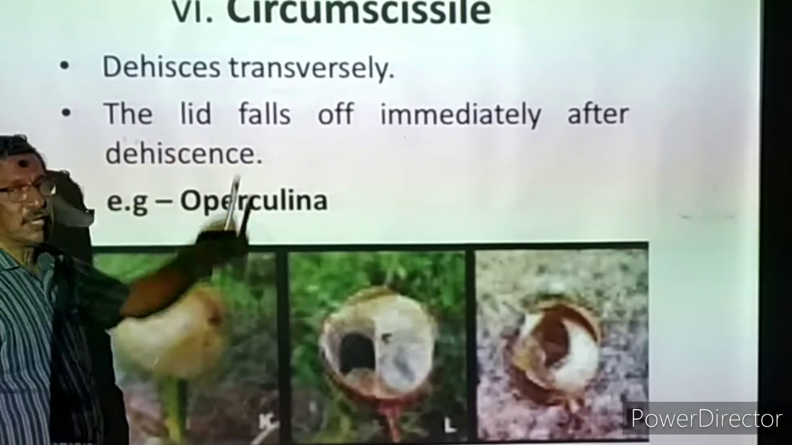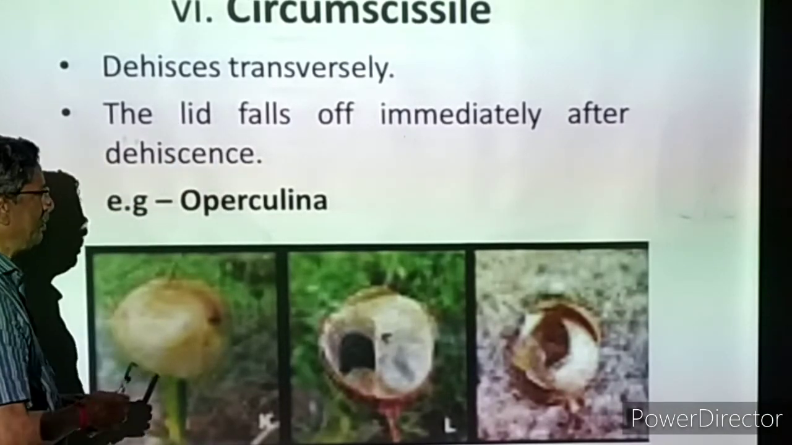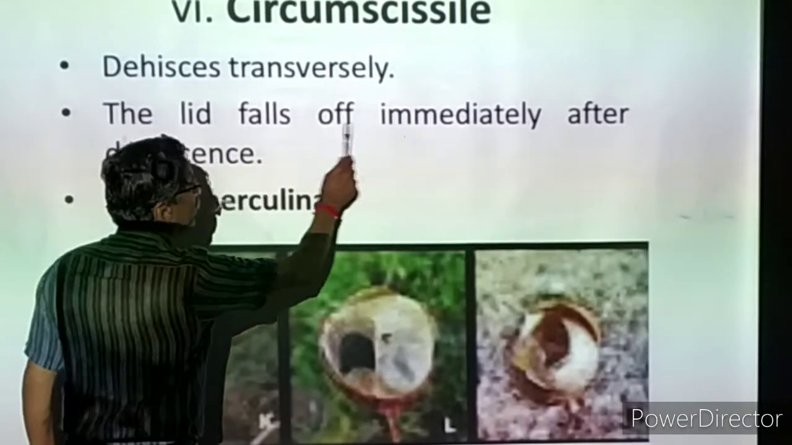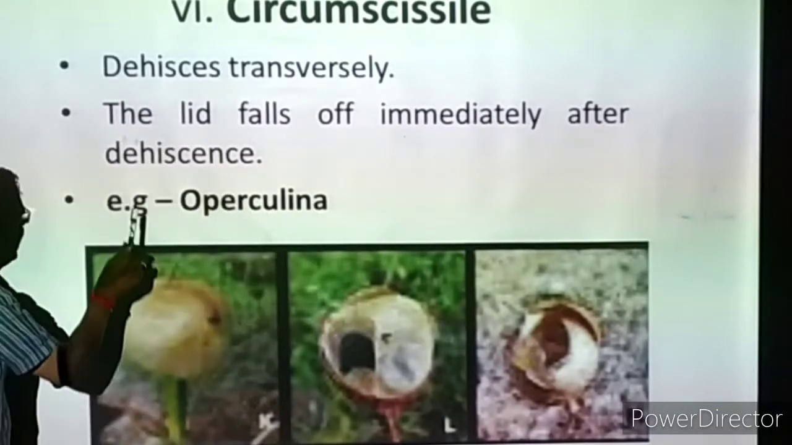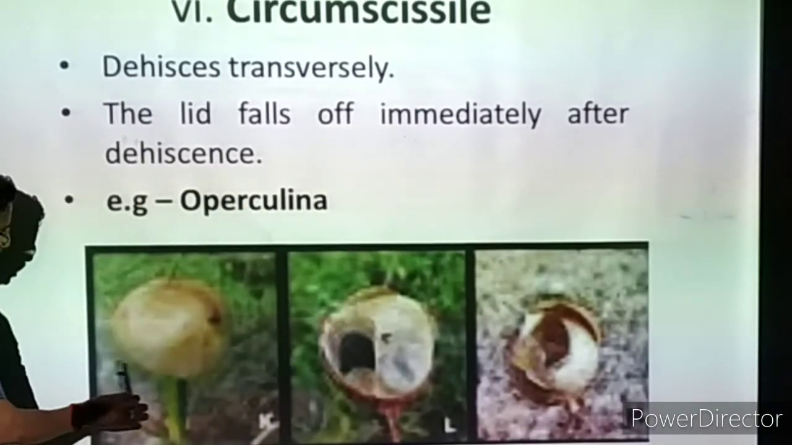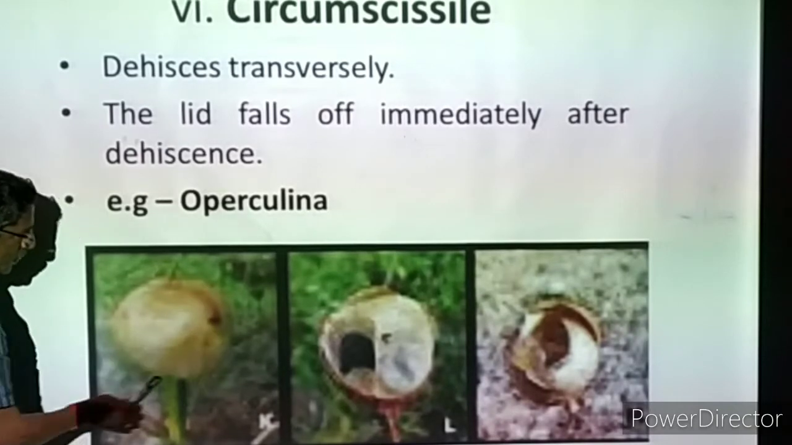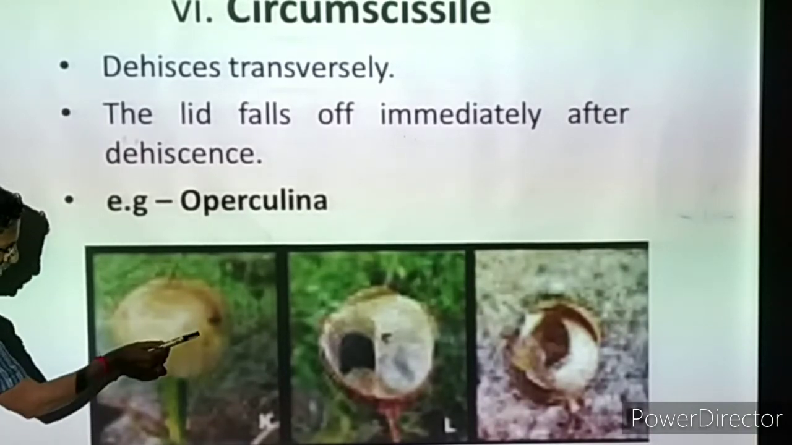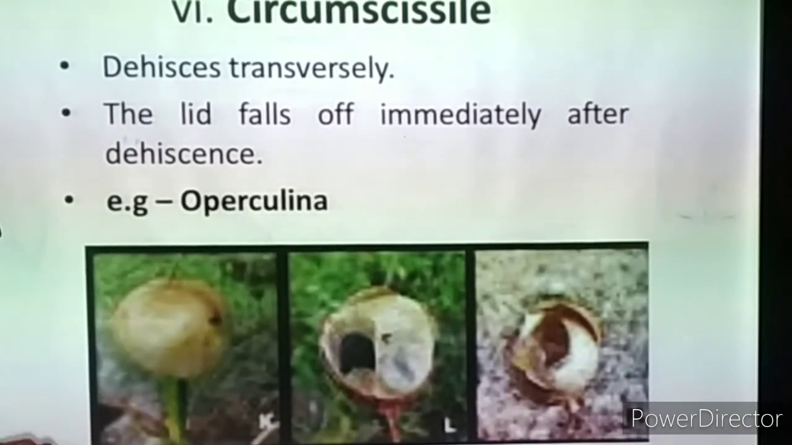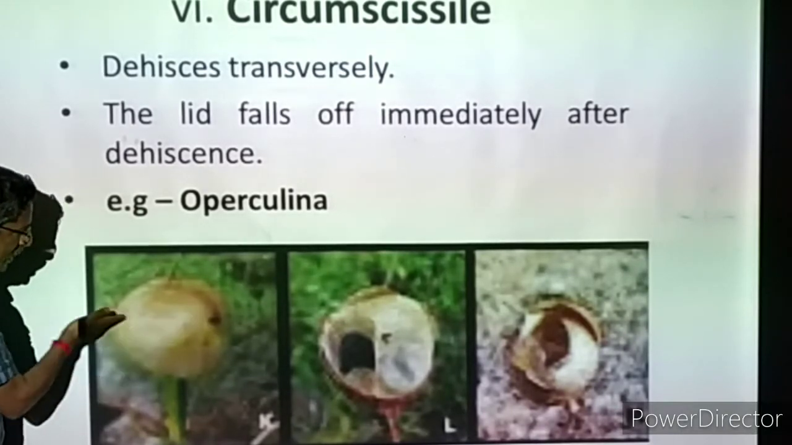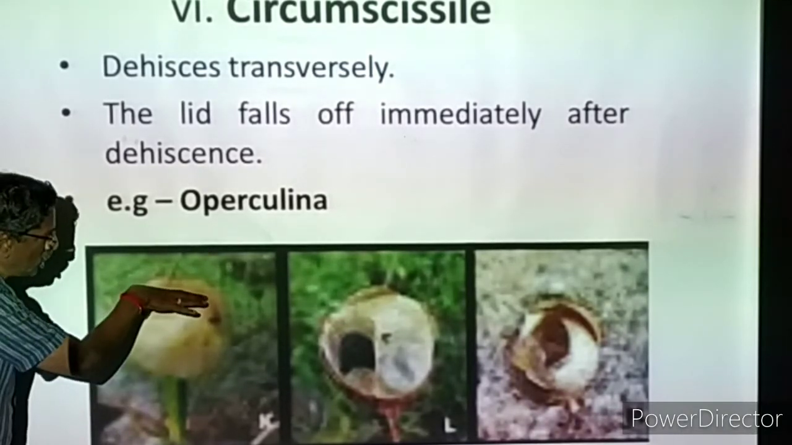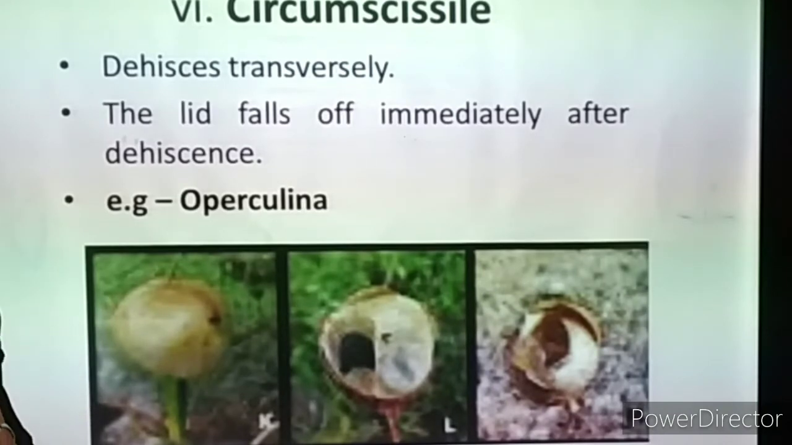The lid falls off, leaving the wide opening. It falls off immediately after dehiscence. Example, Operculina. Now this is the entire fruit. Not at the center, a little above the center, a transverse split will take place. Here wide splitting will take place. Then the top portion will fall off. It will jump and fall off.